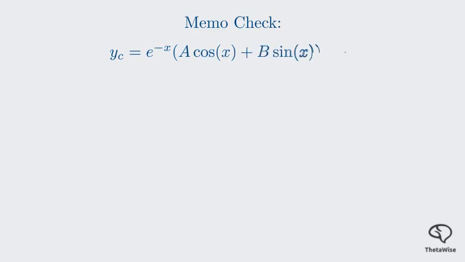Let's briefly compare our solution to the provided memo. The memo gives the exact same complementary solution, e to the negative x, a cos x plus b sin x. And it also gives the same particular solution, 2x squared plus x minus 2, so our answer matches perfectly.